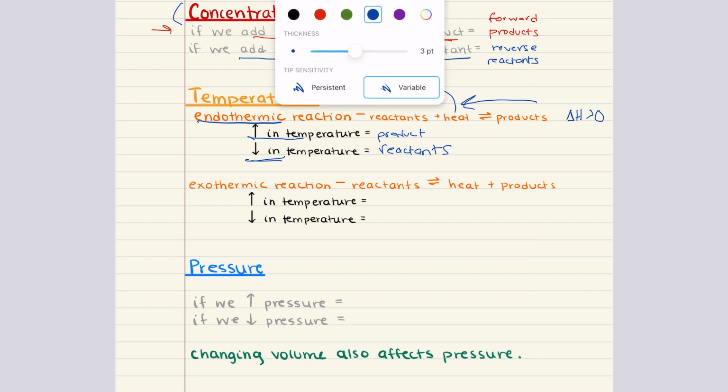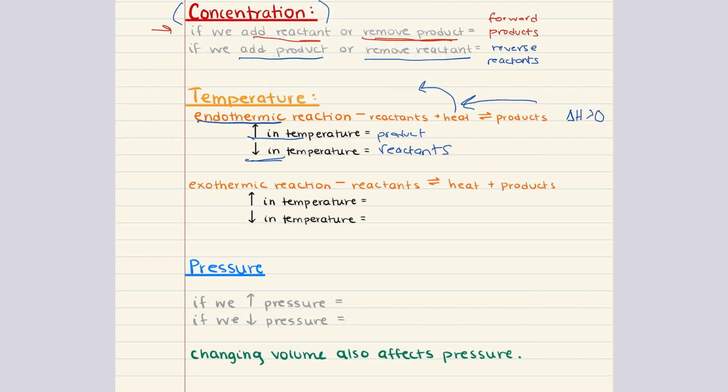What about for exothermic reactions? In exothermic reactions, delta H is less than 0. And in these reactions, heat is released. So heat can be considered a product. So then what happens if we increase temperature in an exothermic reaction? Essentially, that means we're adding in product. We're adding in heat, which is going to shift the equilibrium to the left, favoring the formation of reactants to reestablish equilibrium. So if you increase temperature for an exothermic reaction, you're going to favor the formation of reactants.